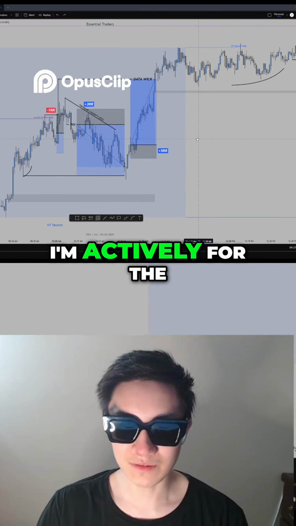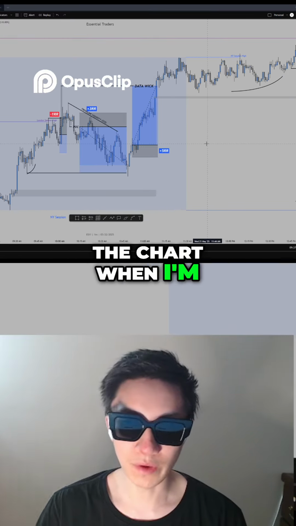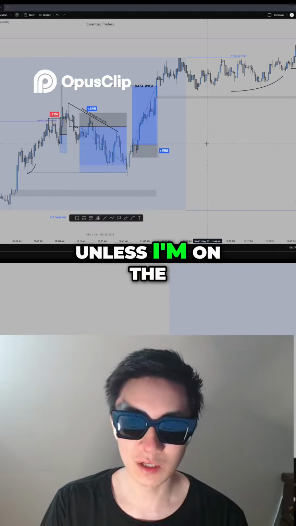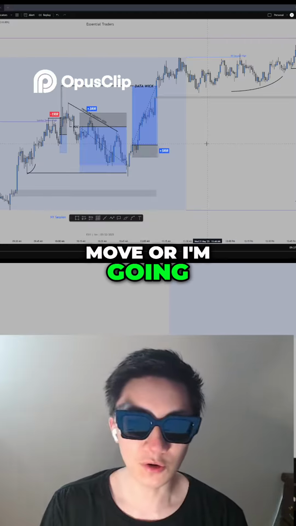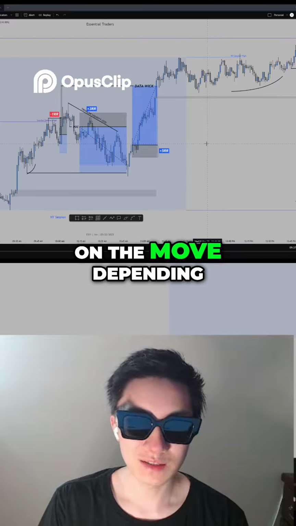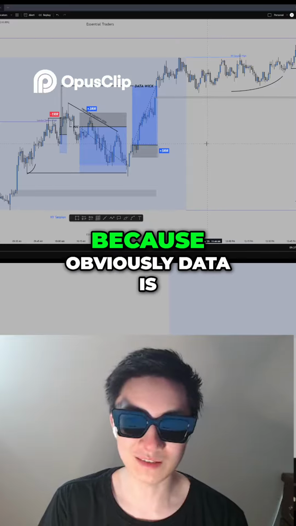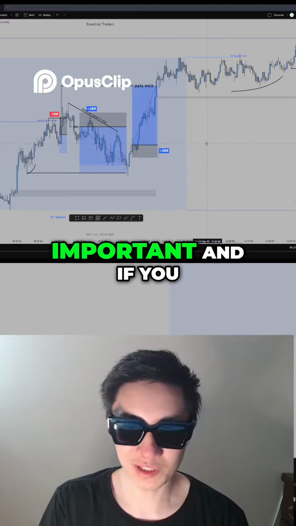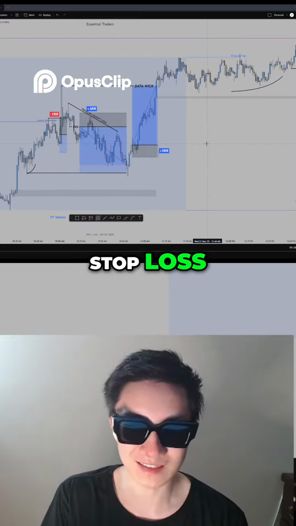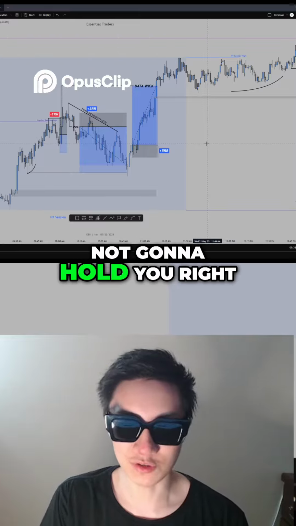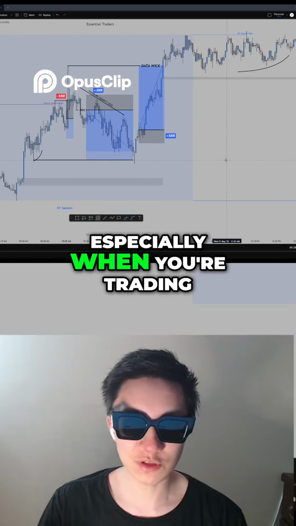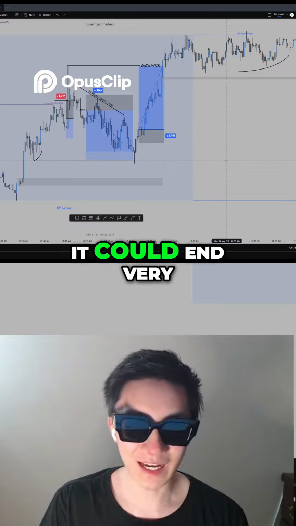For me, I'm actively, for the most part, looking at the chart when I'm waiting for my setup, so I don't really need to set alerts at my specific zones, unless I'm on the move or going away somewhere. But typically I'm not really going to be trading on the move, because obviously data is important, and if you lose connection during a trade before you set your stop loss, it's kind of cooked. You don't want to be in a trade like that. That could end really badly, especially when you're trading high risk like me.